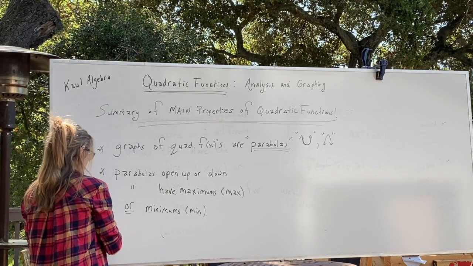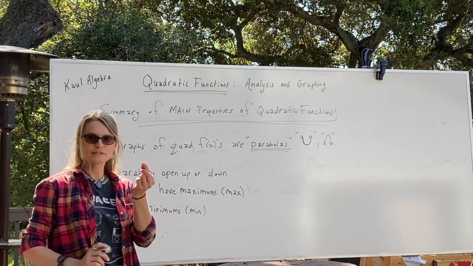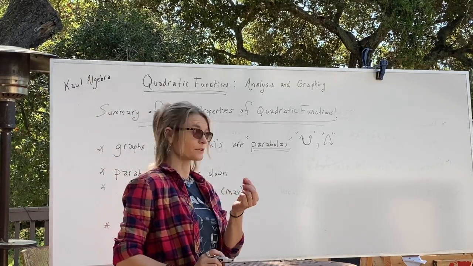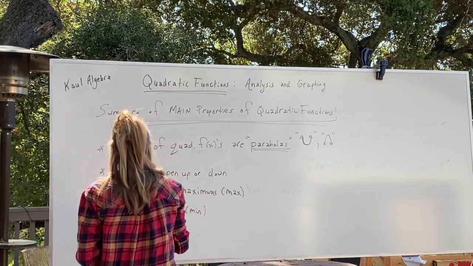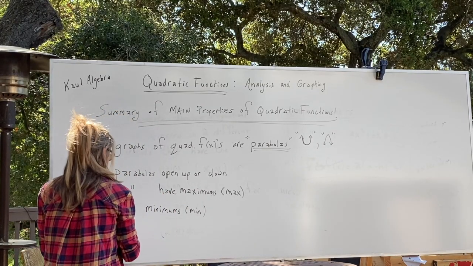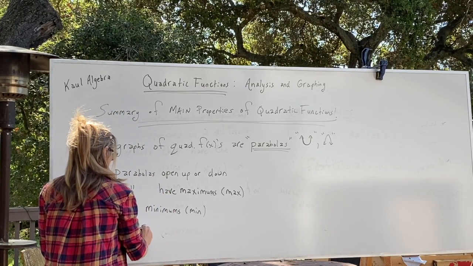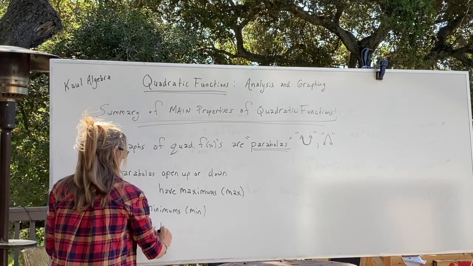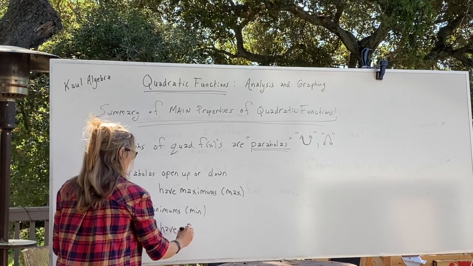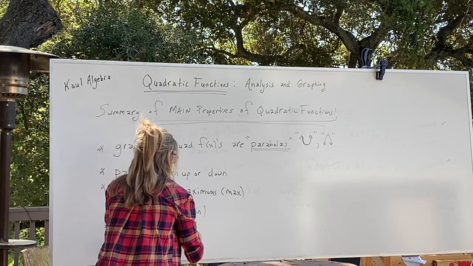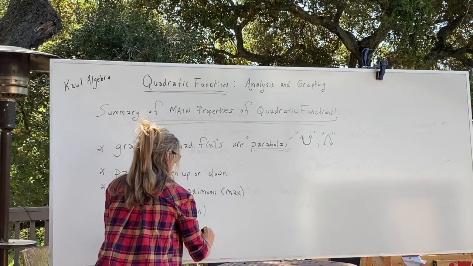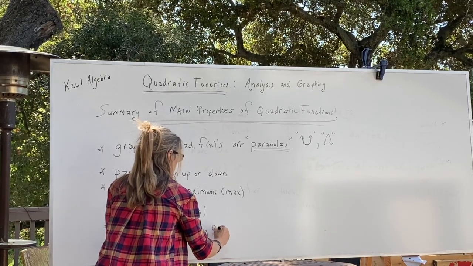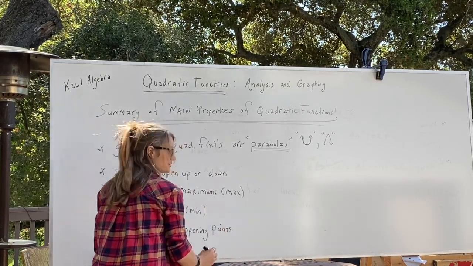And the other main property we have is they always have an opening point called the vertex. Parabolas have opening points called your vertex.